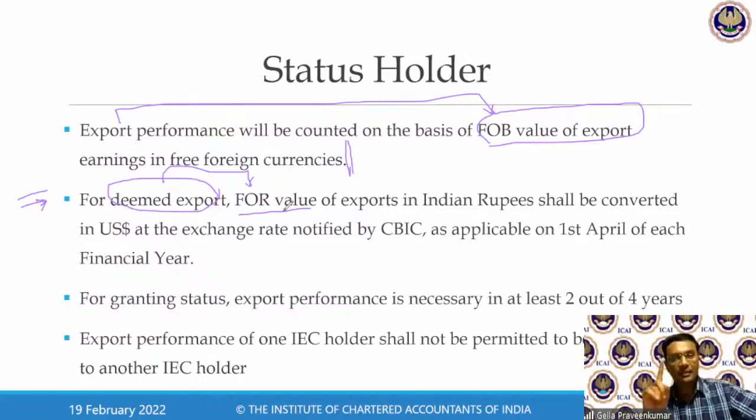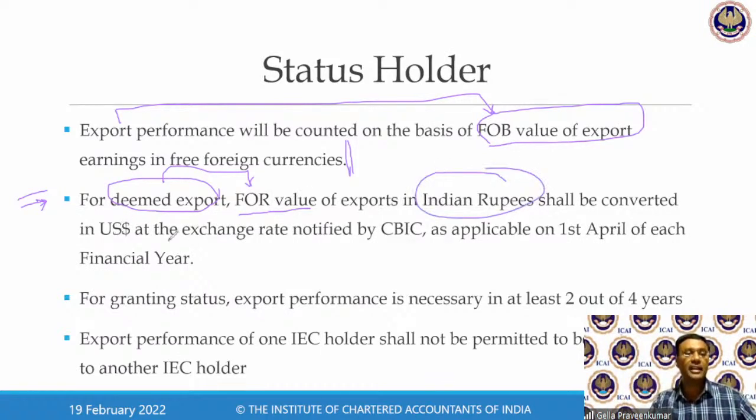Again, examination 1 mark MCQ question. For calculation of status holder certificate, export transactions, value of CIF will be taken, value of FOR will be taken, value of FOB will be taken. So for exports, FOB value. For deemed exports, I take FOR. For value where the value is in INR, it will be converted into dollars on the basis of the value which is prevailing on 1st April.